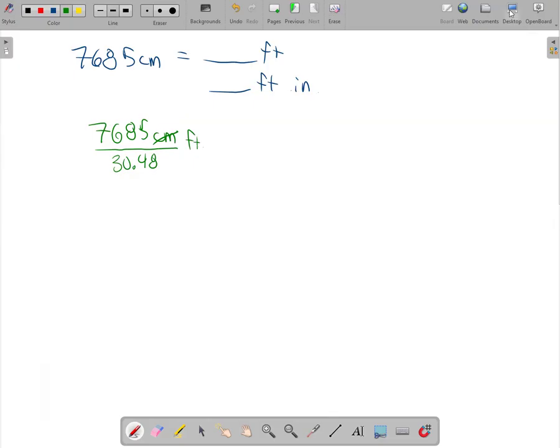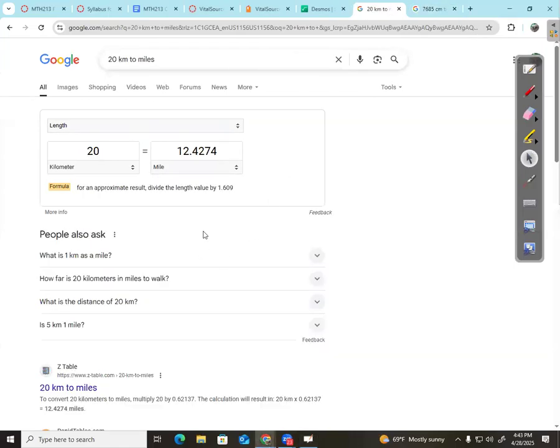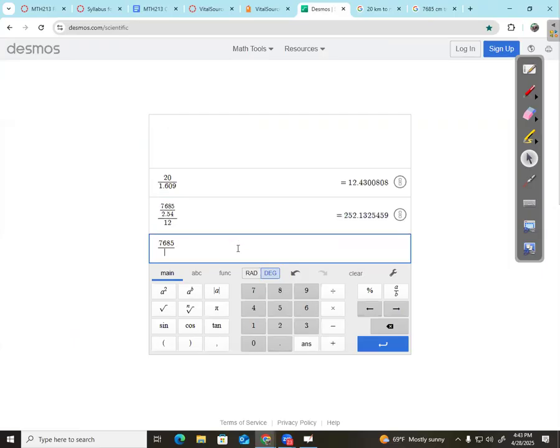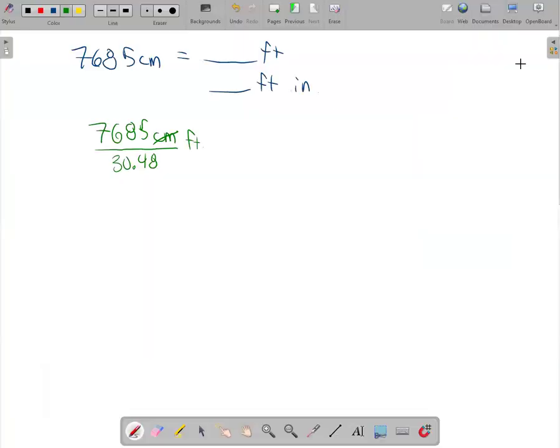And if we look to see what happens there in the calculator, there we go. If I take the 7,685 and I divide it by 30.48, it gives me, oh, I missed my decimal point. There we go. I get 252.13, blah, blah, blah, the fractional part. So here's the way to think about how to deal with the inches. So again, this gives me about 252 point, and I'm just going to stick with the 1.3 for now and not worry about the rest of it. And that is feet.